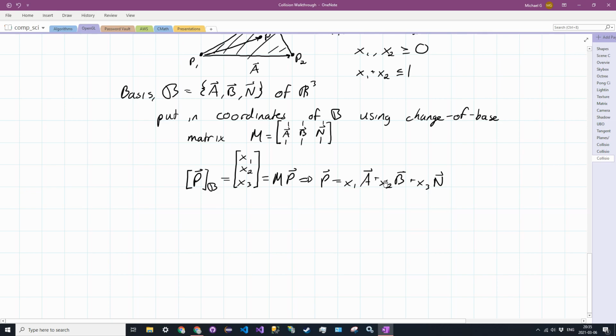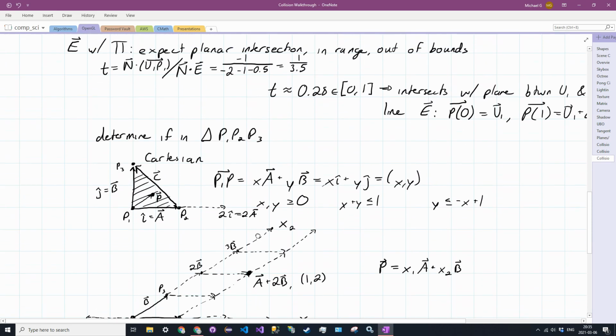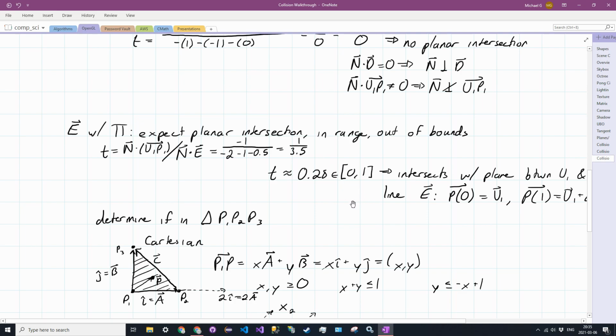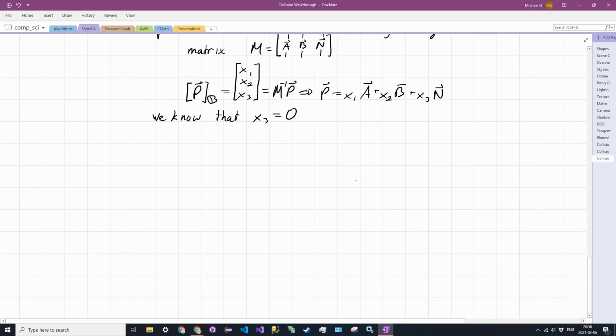However, we don't need to do all this because this would require finding an inverse of a matrix, or actually this needs to be M inverse. So this would be a little expensive. However, we know that x3 is equal to 0. Now, why do we know that? Well, because we know the point is in the plane. Using the value of t, we determined that it's in the plane, so it does not have any component of the normal vector in it.